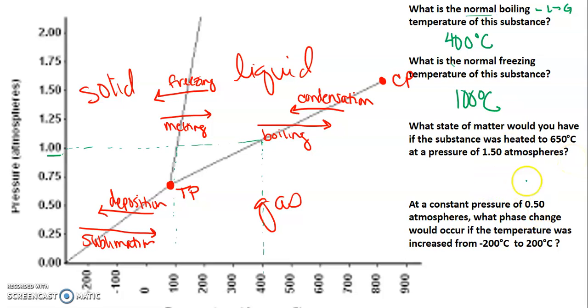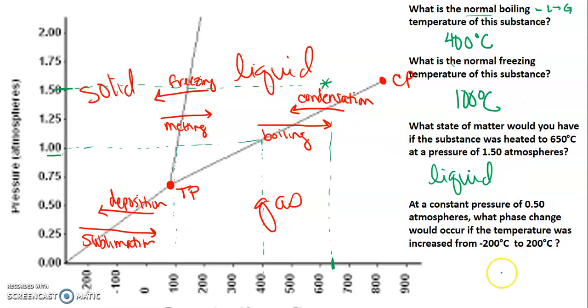Another question I could ask you is, what state of matter would you have if the substance was heated to 650 degrees at a pressure of 1.5 atmospheres? So this is me essentially giving you the x coordinate and the y coordinate, and you just need to figure out at which place they meet. So a temperature of 650 degrees would be about here, and a pressure of 1.5 atmospheres would be here. And I'm just going to take those two lines and figure out where they meet. And they meet about here, which would be in the liquid region. So the state of matter would be a liquid.